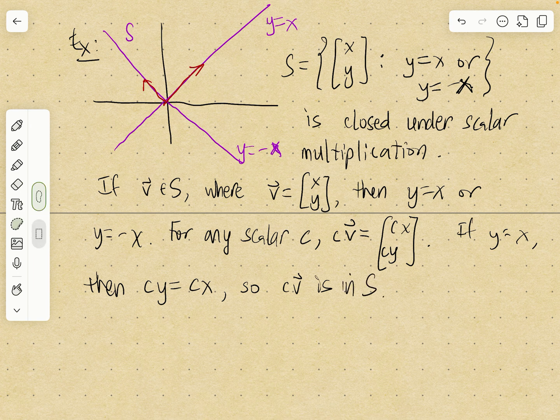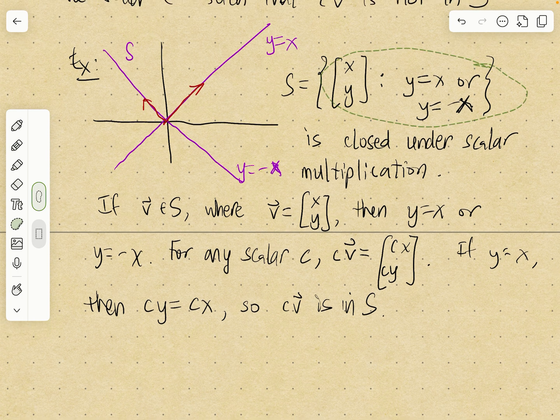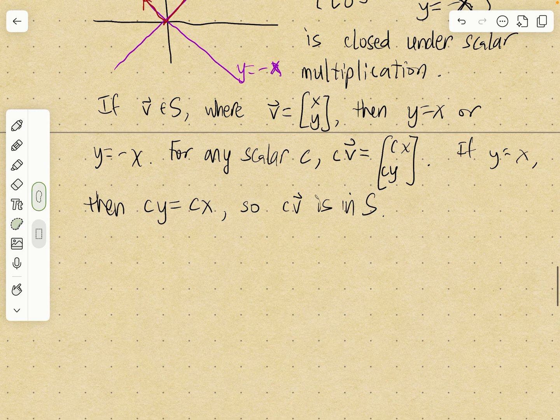Remember, it's important to keep in mind that when someone says the vectors (x, y) such that y is x or y is negative x, this is saying that x is the name for the first component and y is the name for the second component. So it's saying that the two components are either equal or the second component is -1 times the first component. That's what this is saying. So when you say CY is equal to CX, why is CV in S? Because the first and second components of these vectors are the same. And that's if y is equal to x.